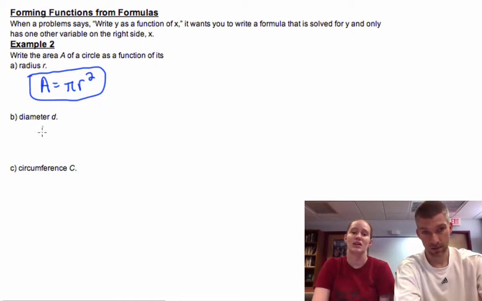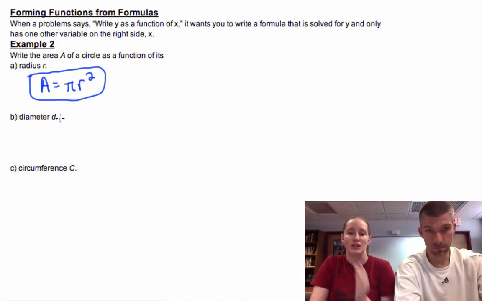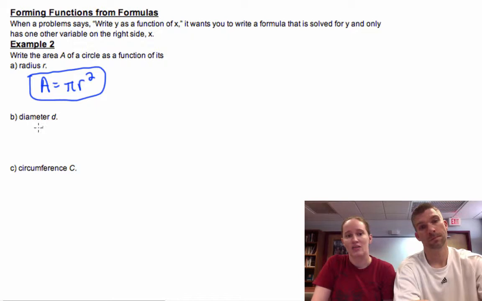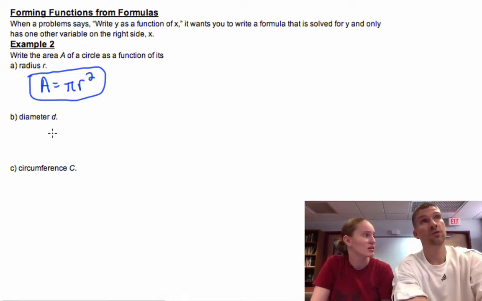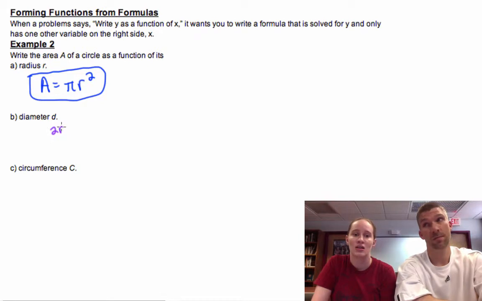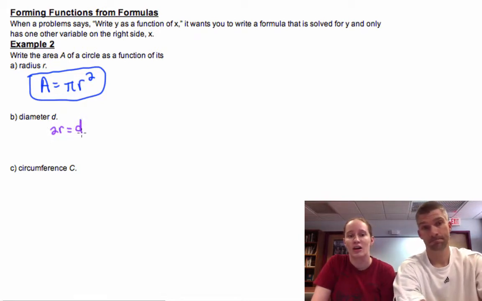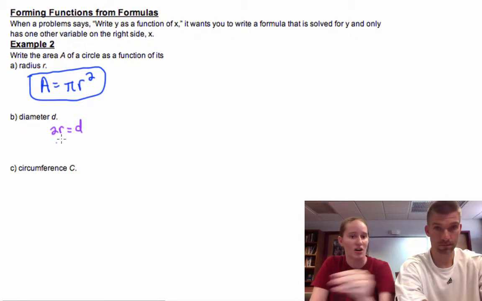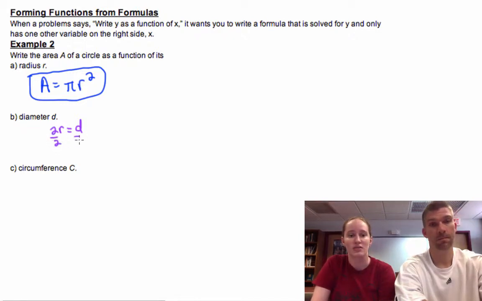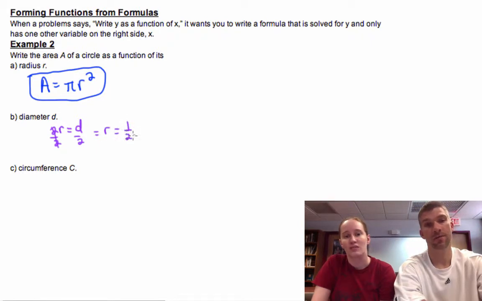Now, if we want to write the area of a circle as a function of its diameter, let's think about the connection we have here. Can't we equate something with the radius and the diameter? There are 2 radii for every 1 diameter. But in our formula, we've got r, and so we want to plug in r. So we need to solve this: r equals half a d.